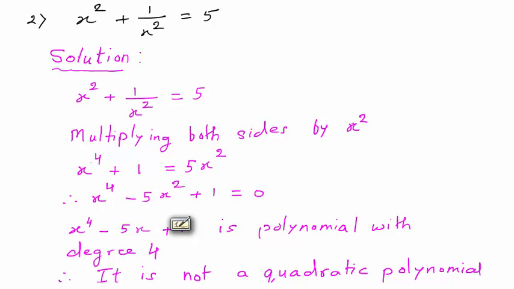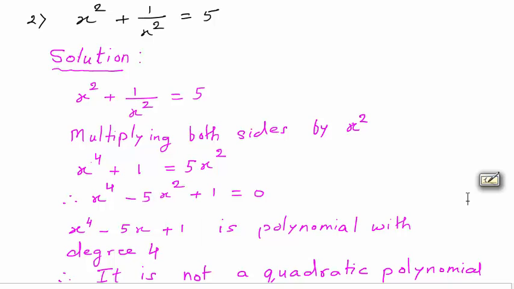Here it is not in the general form, so we first make it in general form. We must also have all the variables in the numerator only. So we multiply both sides by x square, and we get x power 4 plus 1 on the left side and 5x square on the right side. Now we convert it to general form. We put all the terms on the left hand side of the equal sign and we get x power 4 minus 5x square plus 1 equal to 0.